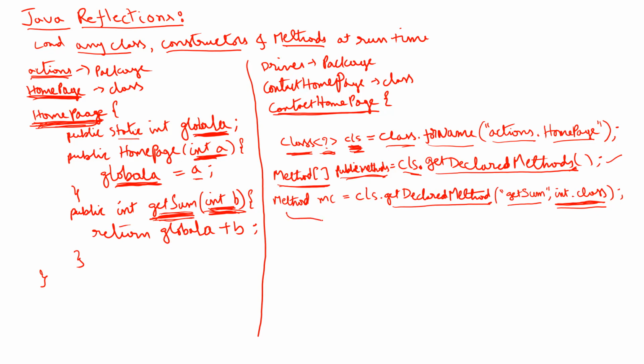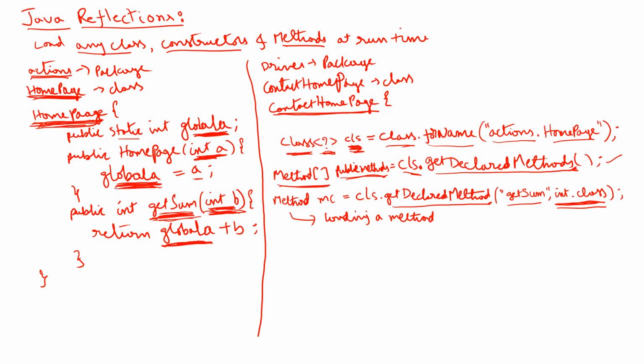So this is loading a method. Now the method is loaded, and we have to invoke this method. That means we have to call that method, we have to run that method. But before running getSum, if you see, it is returning global A plus B. So we have to call this constructor to set this global A value, because we are using the global A value here.